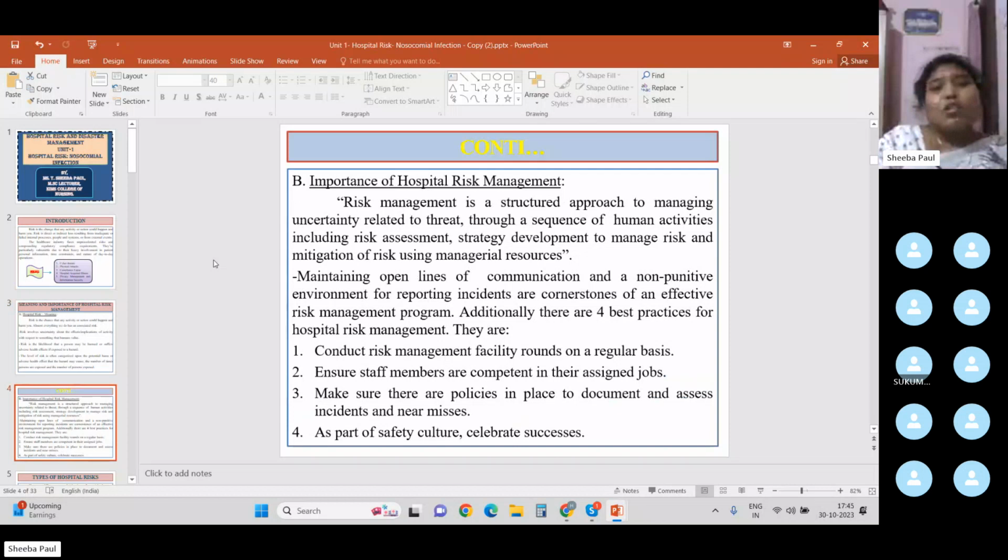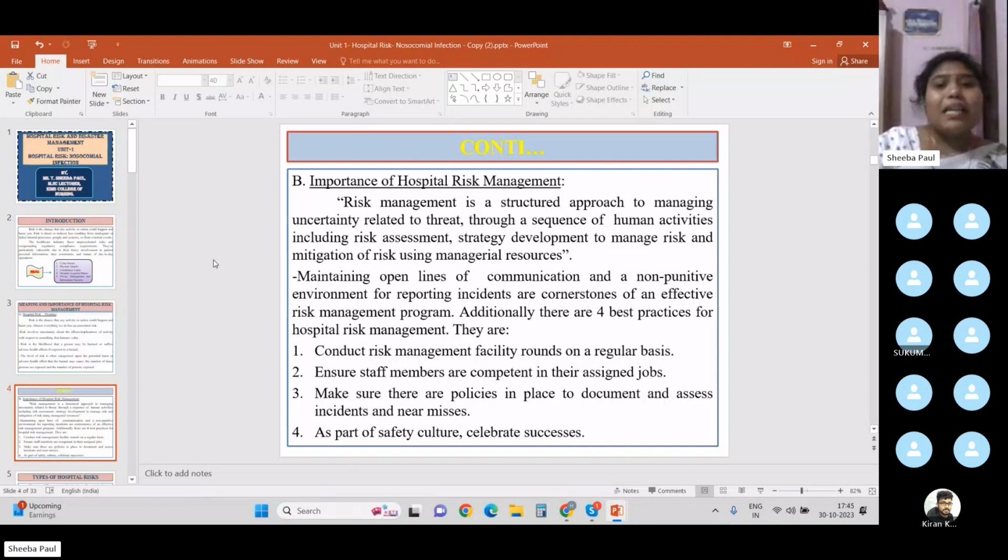Next one is the importance of hospital risk management. Basically, hospital risk management is to resolve the threats that patients face when they stay in the hospital. And there are four major practices that will help in risk management. They are: conduct risk management facility rounds on a regular basis.